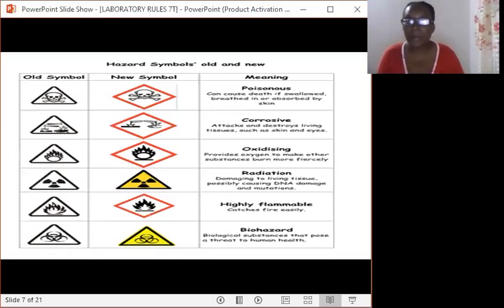So the top symbol, as we said, represents toxicity, which can also be referred to as being poisonous, which can cause death if swallowed, breathed in, or absorbed by the skin. We have corrosive, we spoke about that, so it attacks and destroys living tissues such as skin and the eyes. Oxidizing, a more specific definition than what we just said. It provides oxygen to make other substances burn more fiercely.